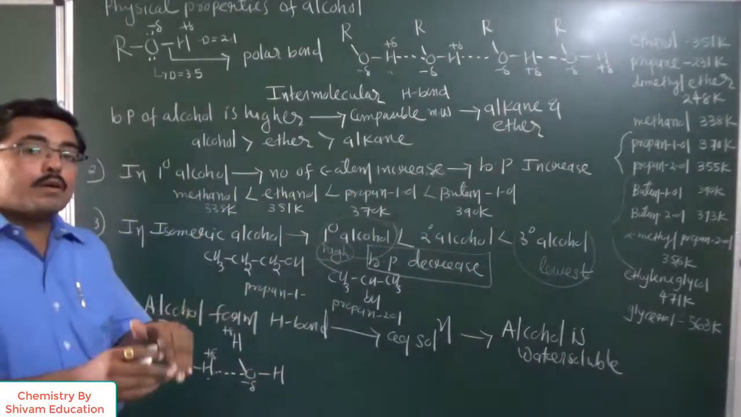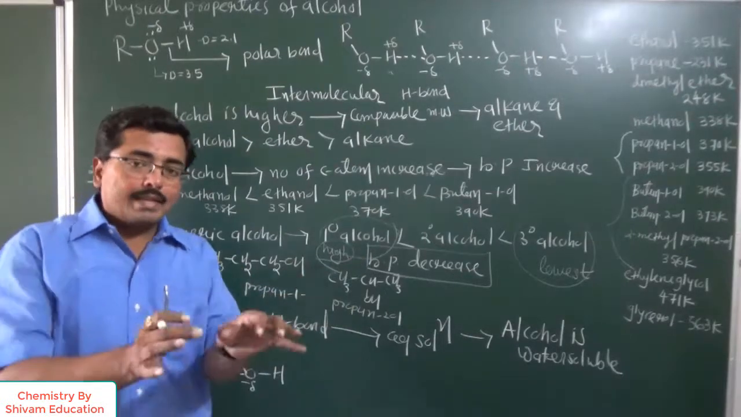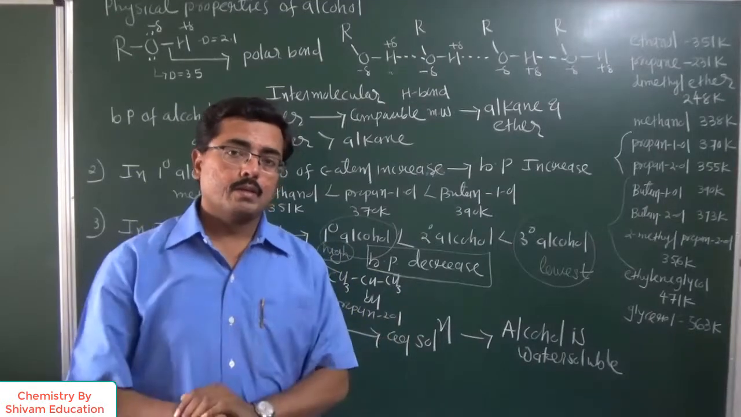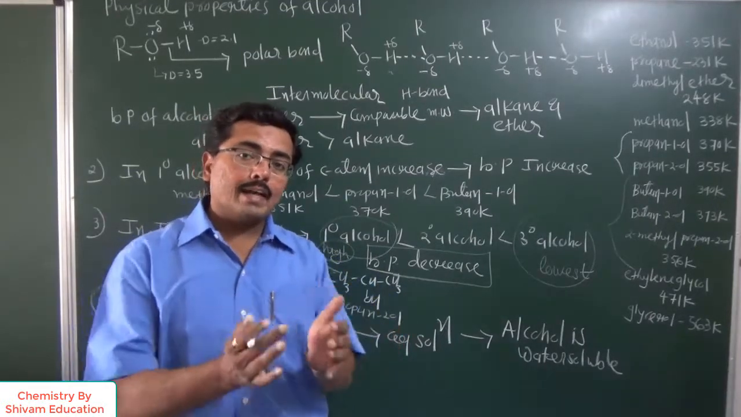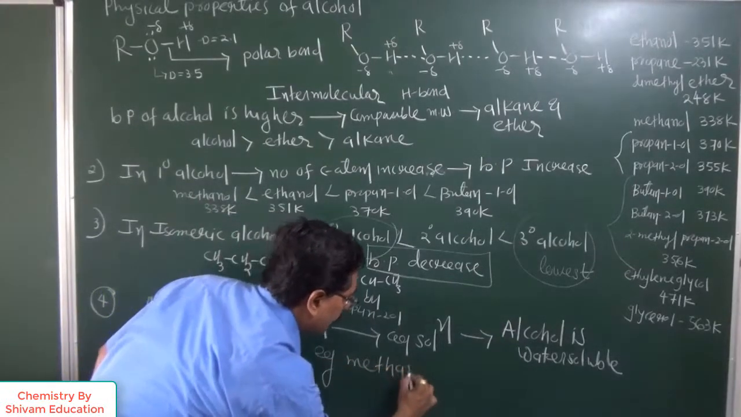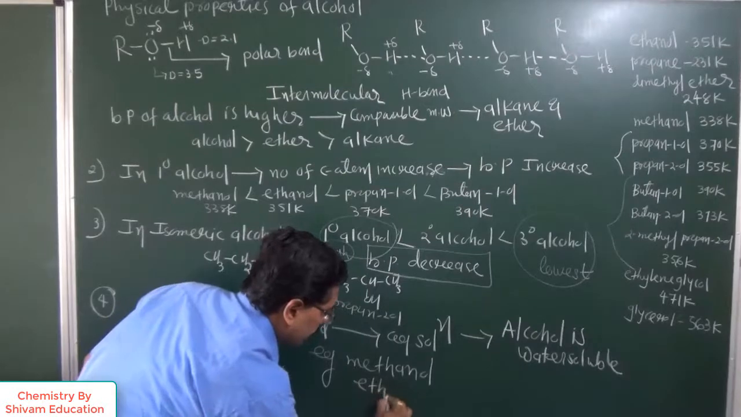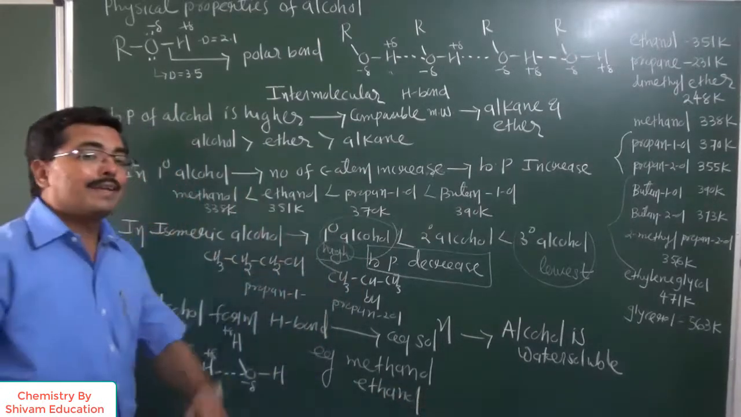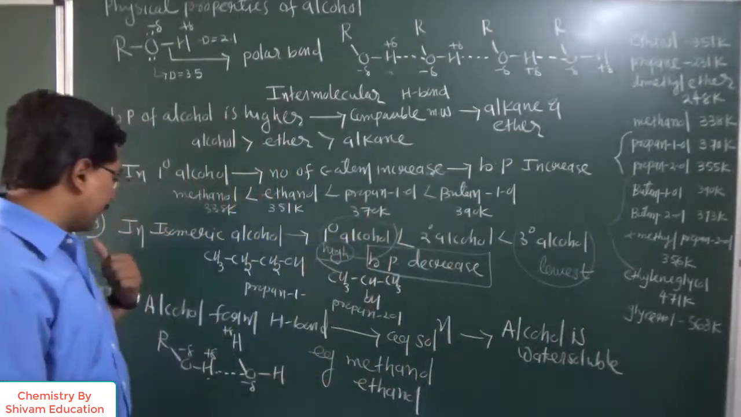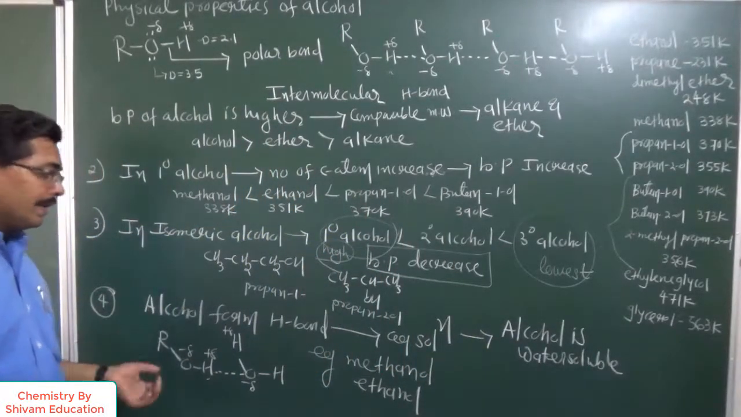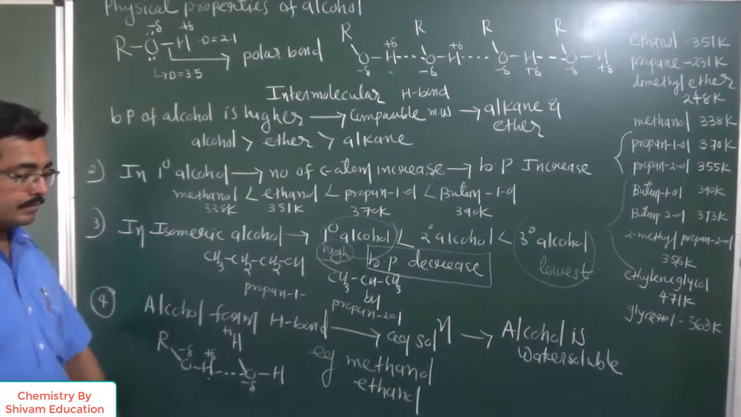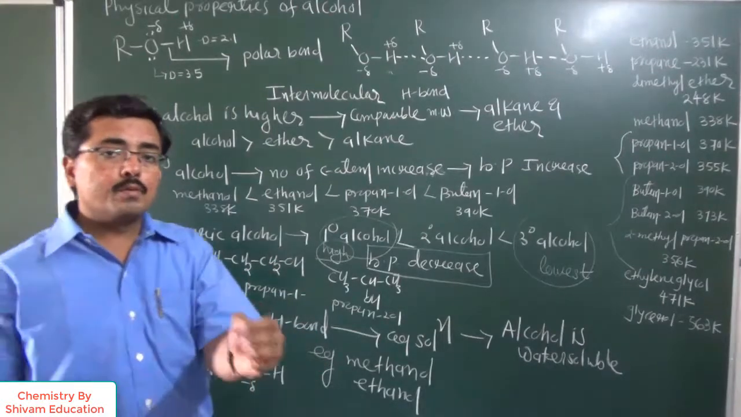Now as the number of carbon atoms increases, the repulsive forces in the hydrocarbon chain also become effective. So lower molecular mass alcohols like methanol and ethanol are highly soluble in water, but as the number of carbon atoms increases, their solubility in water will decrease. So our fourth point: alcohol in its aqueous solution forms a hydrogen bond with water molecules. Therefore, alcohol is soluble in water.